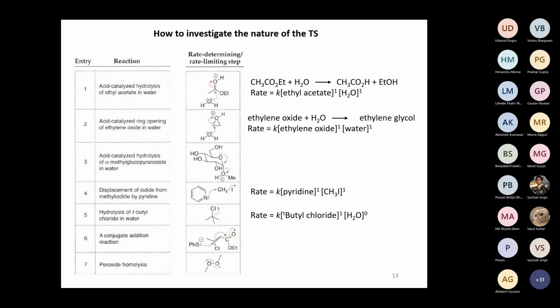So rate law is really helpful to determine the rate limiting step. Here are a couple of examples. It's the same table I will show again and again, but here I am going to discuss one by one with more examples. How can you determine what is going on in the transition state of the rate limiting step, or the rate determining step? By rate law.